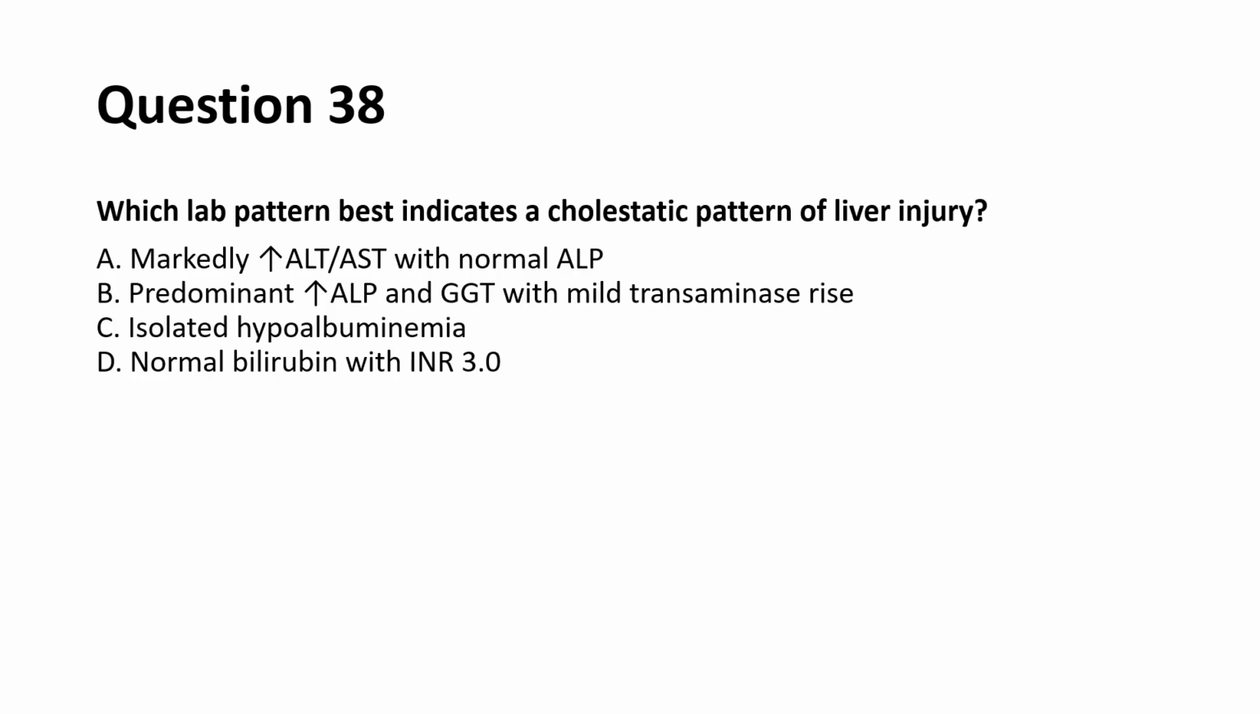Which lab pattern best indicates a cholestatic pattern of liver injury? Markedly elevated ALT, AST, predominant increase in ALP and gamma GT, isolated hypoalbuminemia, normal bilirubin with INR of 3.